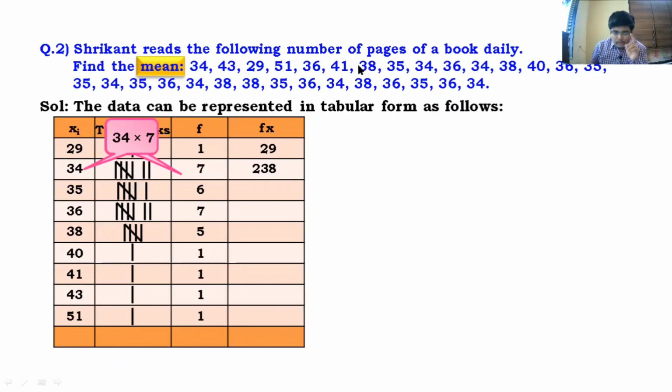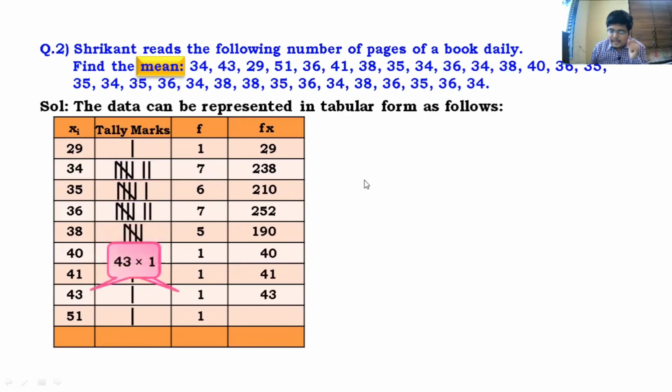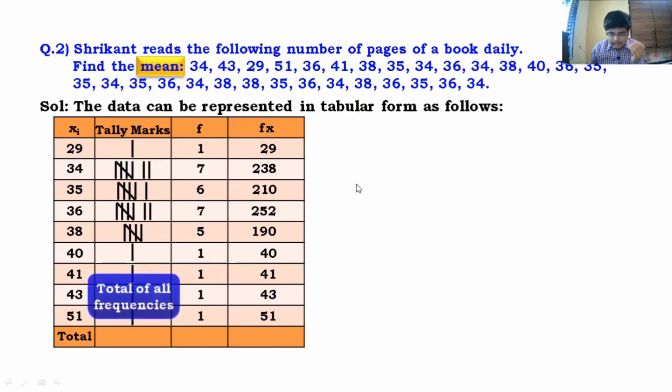So pause this video, carry on the calculation. Multiply F with X. All right, I hope you have done this. So here you should get 210, 252, 190, 40, 41, 43 and 51. And now it's very simple. You have to apply the formula, for which we need summation F. So add all the values of F, you'll get 30, and then add all the values of Fx. So pause the video and find all the values of Fx. Here you should get summation Fx is 1094.